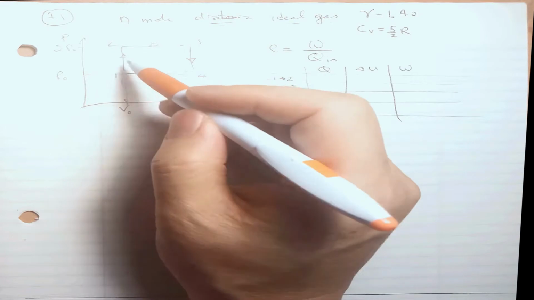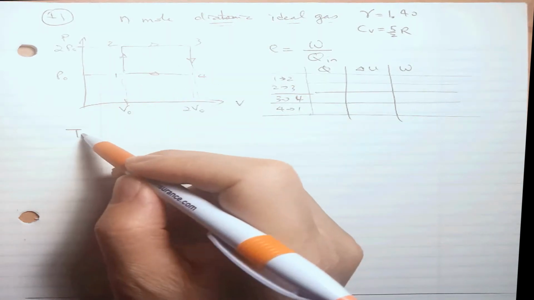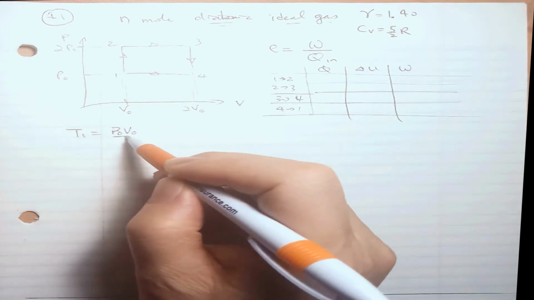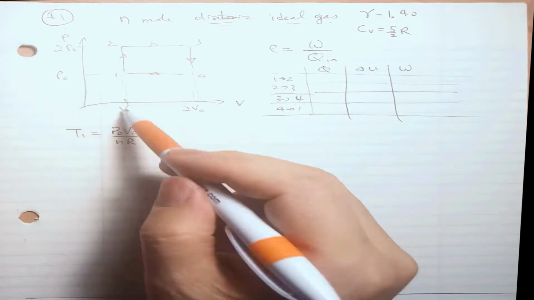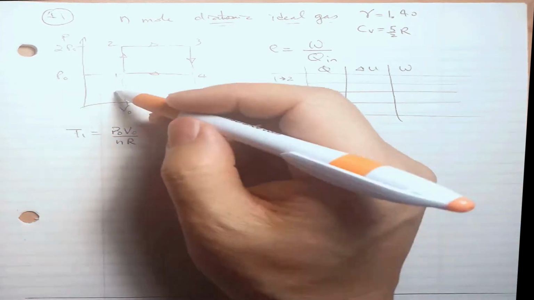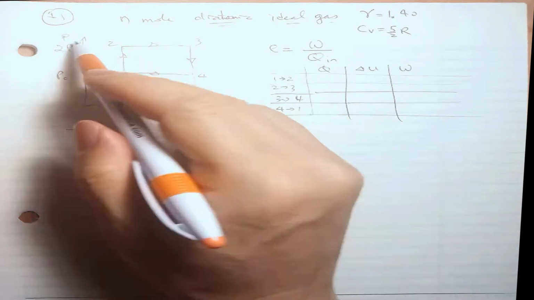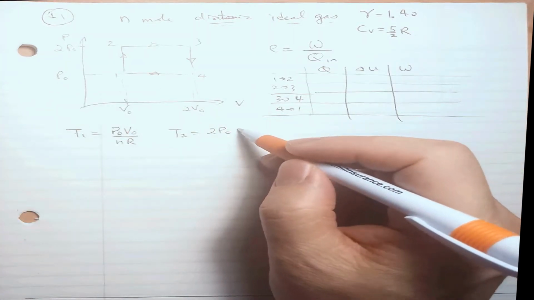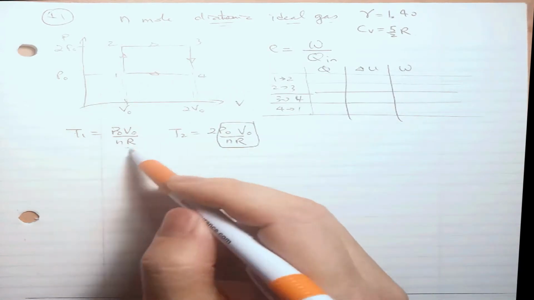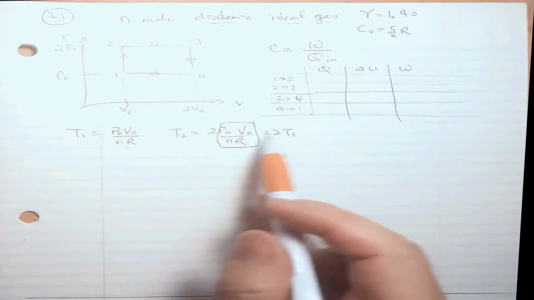Now this is isochoric from 1 to 2, but we can figure out the temperature. For example, the temperature T1 is P0V0 over nR, right? PV over nR. What about T2? Well, T2 should be 2P0, V0 still, over nR. But this part is already T1, so this is 2T1. So T2 is actually twice the temperature of T1.